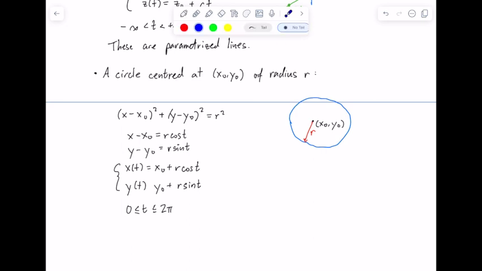Now if we note how this travels, it says at time t equals 0, I'm at x naught plus r, because cos of 0 is 1, and y naught plus 0. So I'm here. As t increases to say pi over 2, I travel along this direction and end up here, and so on. So this gives me a counterclockwise parametrization of the circle.